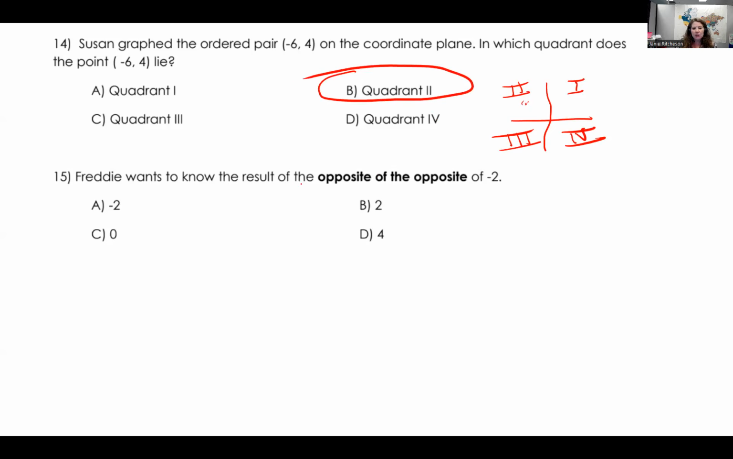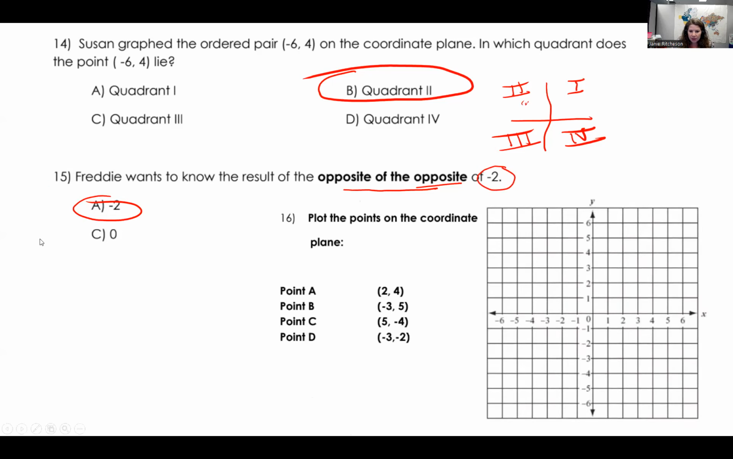Freddie wants to know the result of the opposite of the opposite. Oh my goodness. Why do they ask questions like this? Well, the opposite of -2 is 2, and then the opposite of 2 is -2. So we get what we started with. The answer is -2.